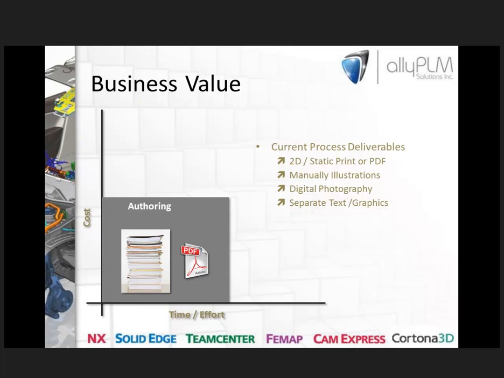So if you look at the business value, the current processes of many of the companies we work with are based on a 2D or static print format, or typically a PDF that's then printed. Most of the illustrations are done manually, not taking advantage of some of the material in the CAD system. There's a lot of use of digital photography, and typically text and graphics are authored in two different systems. A lot of times there'll be office tools such as Microsoft Word combined with digital photographs, or in many cases PowerPoint, to try to create that information.